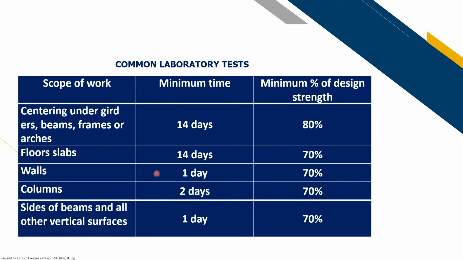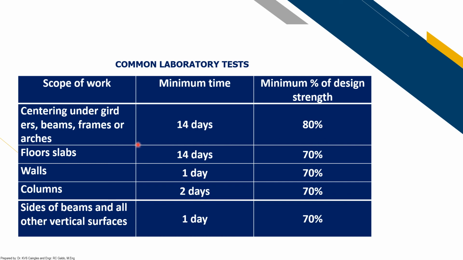So for your scope of work, center under girders, beams, frames, or arches, you can remove the formworks 14 days after pouring, but given that it has attained 80% of its design strength. So of course, before you remove your formworks, you have to test the sample, and the result must have obtained at least 80% of its design strength.